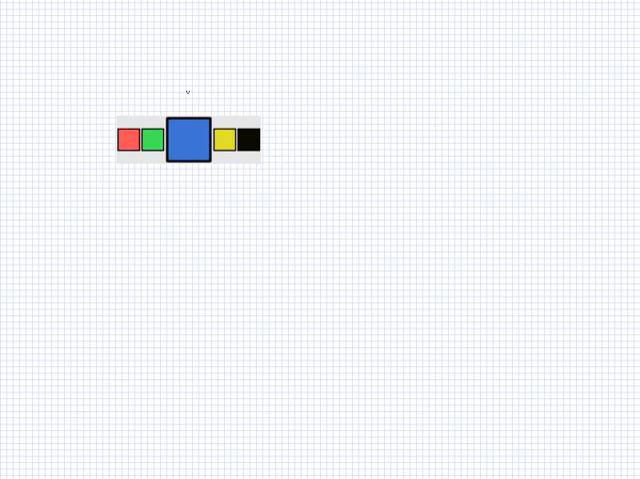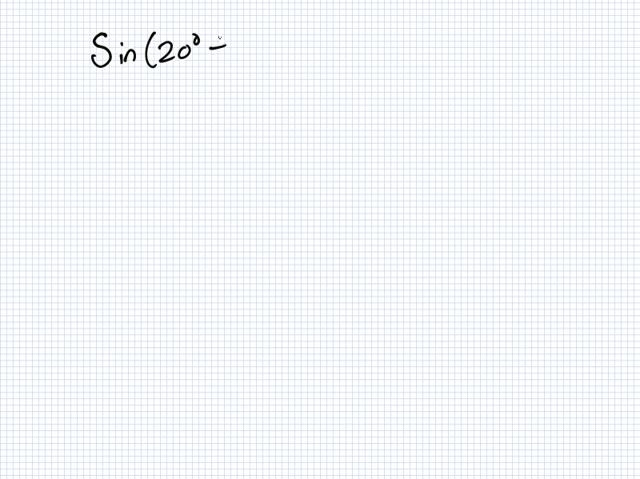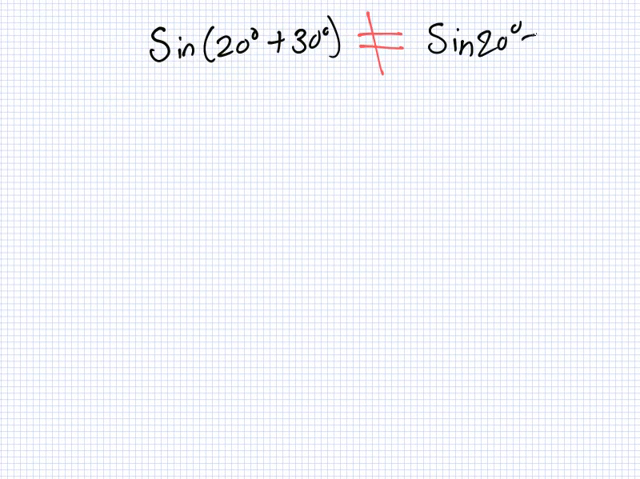So, you know this, or maybe you don't know this. For example, if I have something like sine of 20 degrees plus 30 degrees, that is not... what? Oh, no, it is sine 50. No, don't worry, it's still sine 50. I'm not changing maths that much. But it's not sine 20 plus sine 30.